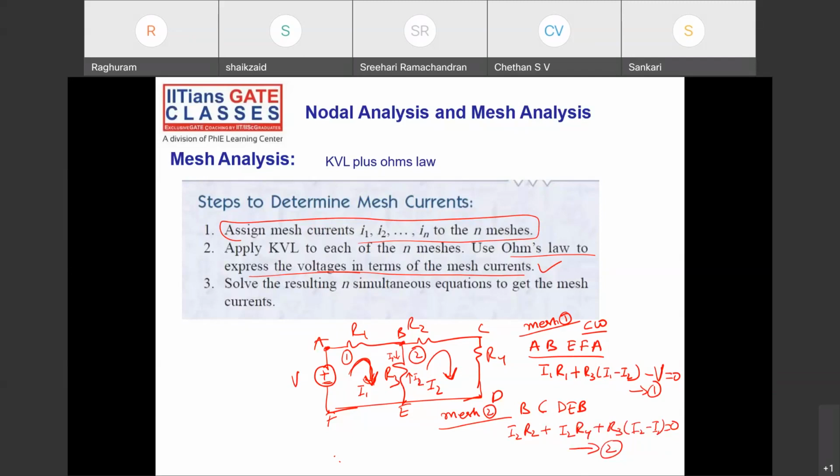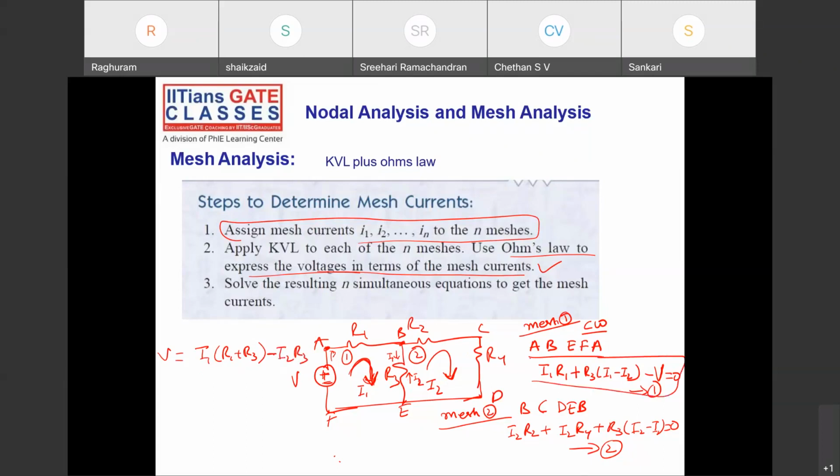Okay, this is how you write down the mesh equations. For any mesh, see this is mesh 1. What are the resistances? R1 and R3. So I1 into R1 plus R3. This is voltage, and always, if the current I1 and the voltage are in the same direction, V is equal to I1 into R1 plus R3 minus the other current, which is in the opposite direction, into the common resistance, I2 into R3.